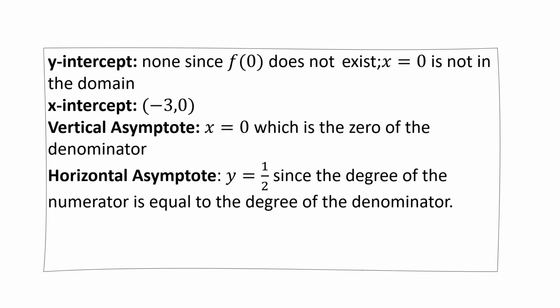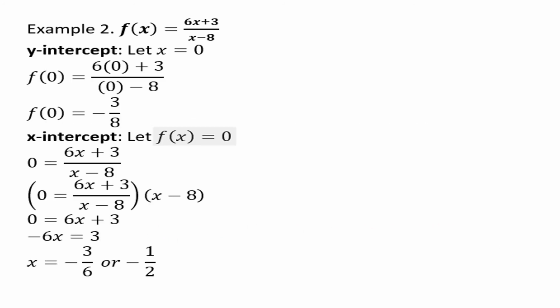To summarize our answer, we have y-intercept none since f of 0 does not exist, where x equals 0 is not in the domain. Our x-intercept is negative 3, 0. The vertical asymptote, x equals 0, which is the 0 of the denominator. And the horizontal asymptote is y equals 1/2 since the degree of the numerator is equal to the degree of the denominator. Okay, so let's proceed to our last example, number 2.